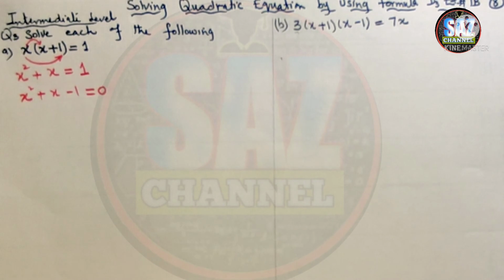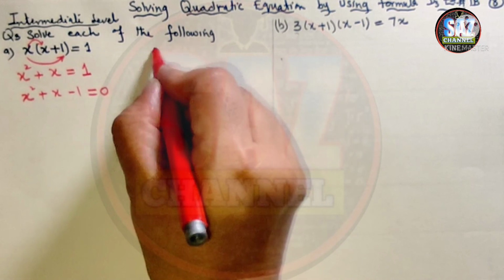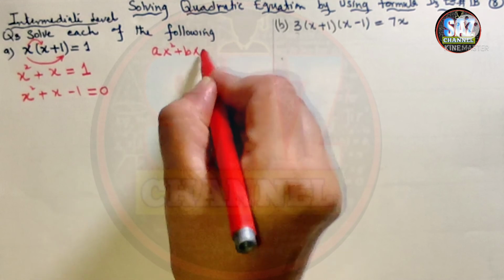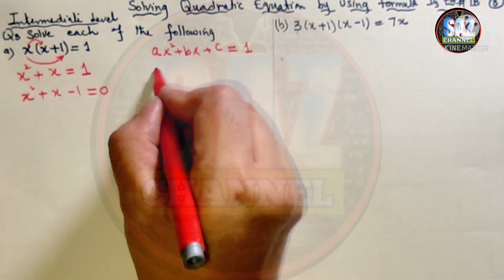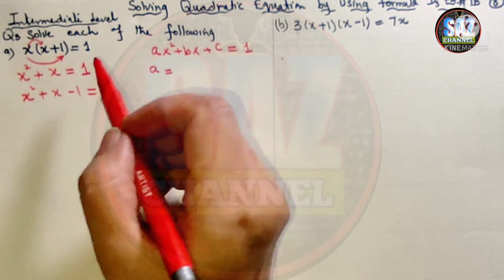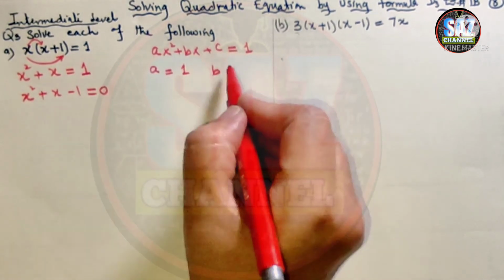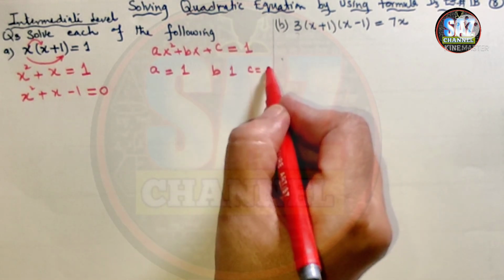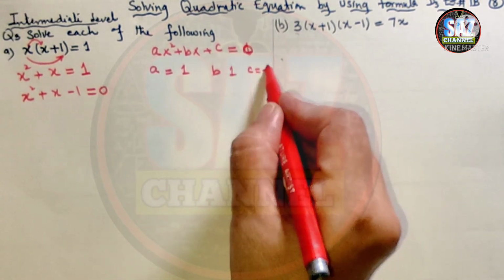Now we can see that we have the standard quadratic equation with us, and by comparing this equation with the standard quadratic equation, ax square plus bx plus c equals to 0, we can see that a, the coefficient of the square term, is 1, b, the coefficient of x, is also 1, and c is minus 1.